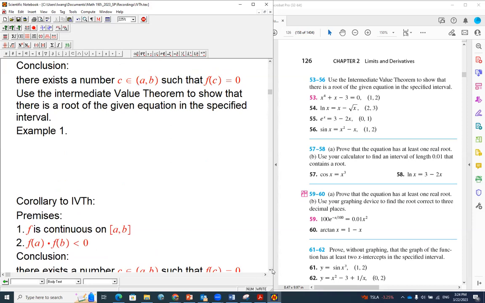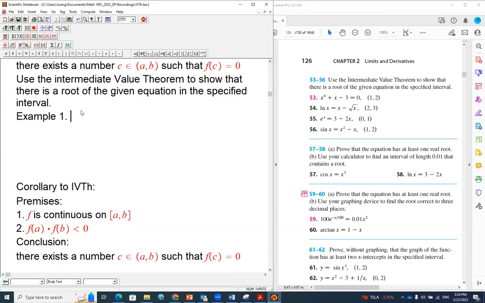Now, in the first one, it asks us to show there is a root. So the equation goes like this: x to the power 4 plus x minus 3 equals 0. And the given interval is open 1, 2, between 1 and 2.